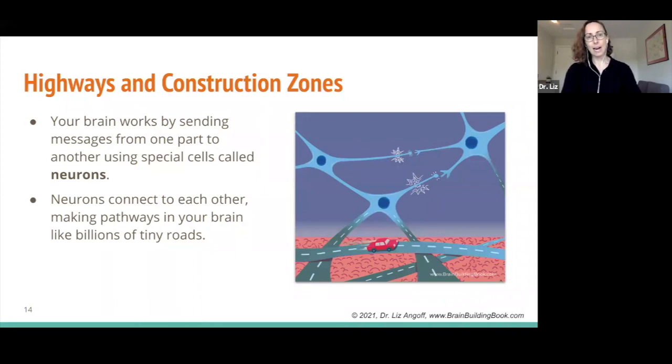So as I said, I use a metaphor of highways and construction zones. I explained to the child that your brain works by sending messages from one part to another using special cells called neurons, and that the neurons connect to each other, kind of like billions of tiny roads in your brain. When the messages are traveling really fast and easily, it's like big fat highways in your brain. When it's harder for them to get from one place to another, you can think of that road as more under construction. It's something that you're building.